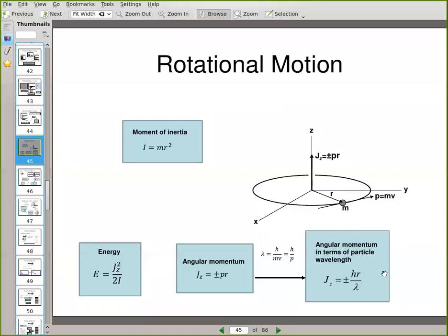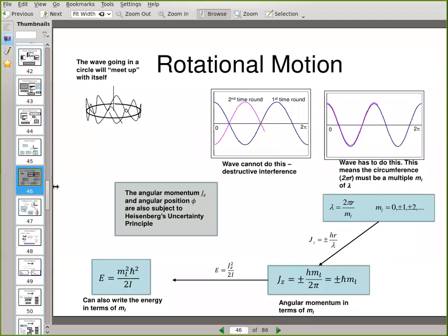So we've got two directions. Right, so we can have a look. We've got the moment of inertia, we've got angular momentum, we've got all these quantities from physics, and we can express them in terms of the wavelength of a particle.